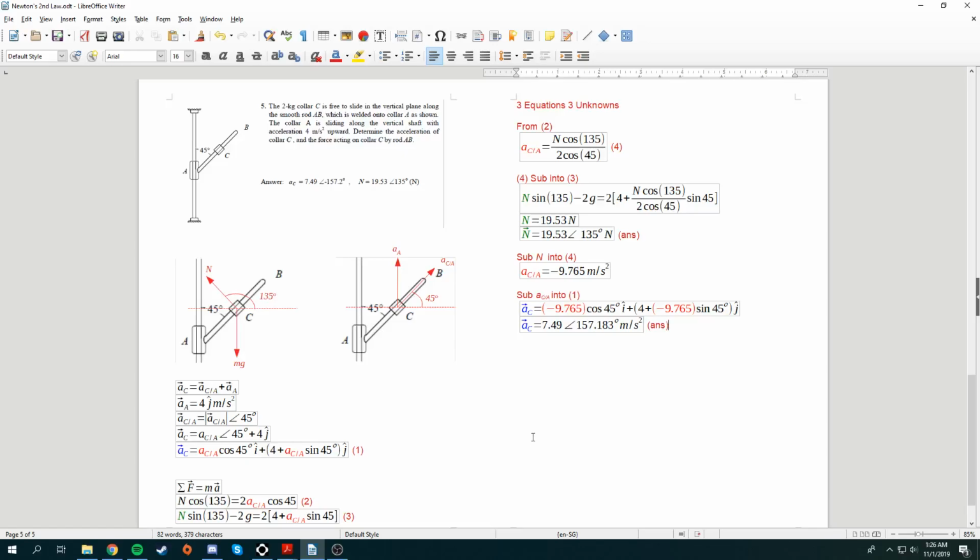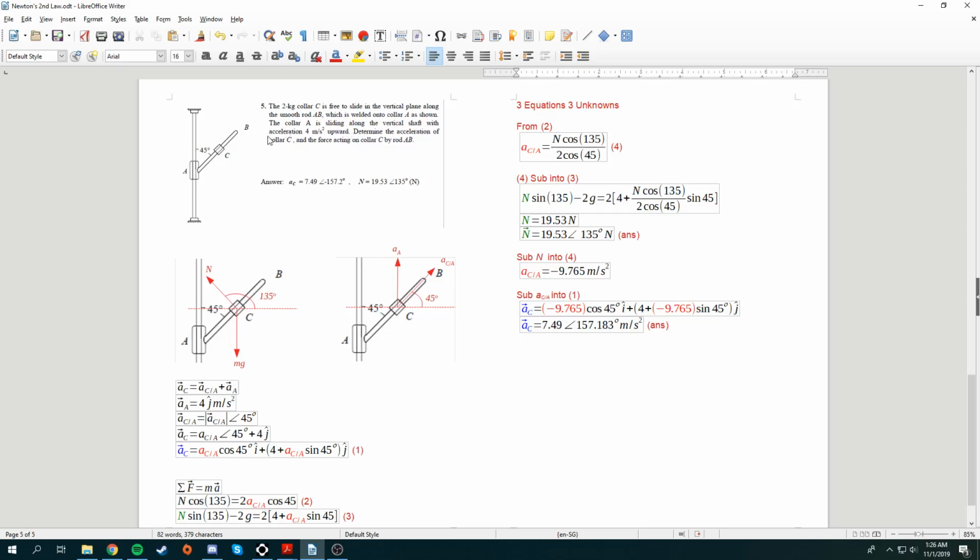Now I have another question regarding the usage of Newton's second law for the kinetics of particle. So over here I have tutorial 7 question 5. The 2 kg collar C is free to slide along the vertical plane along the smooth rod AB, which is routed onto collar A as shown. The collar A is sliding along the vertical shaft with an acceleration of 4 meters per second square upwards. Determine the acceleration of the collar C and the force acting on collar C by the rod AB.